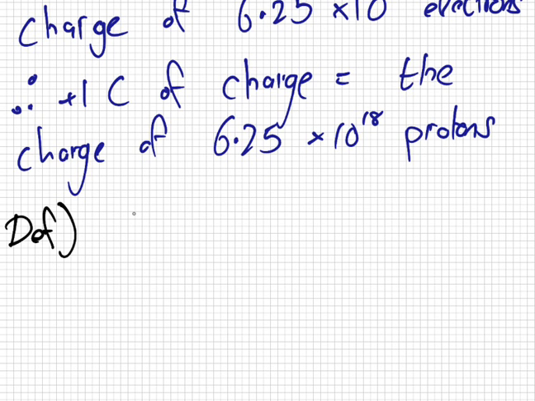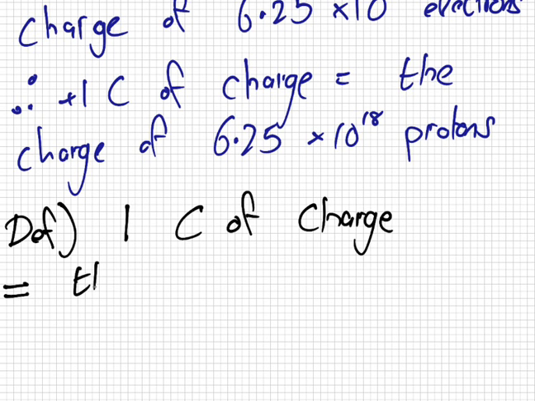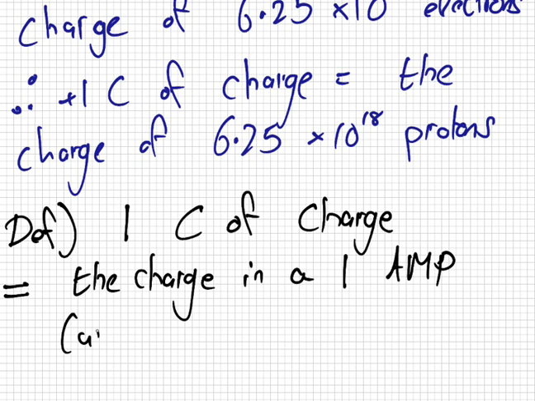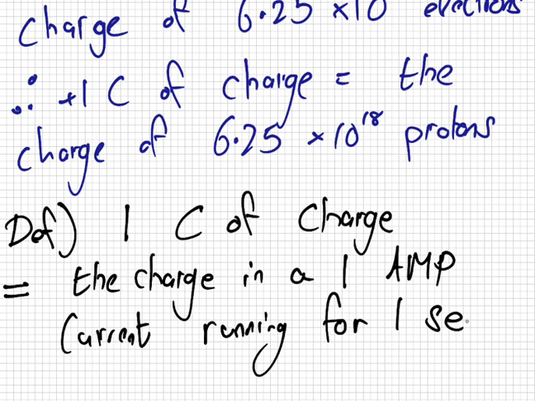Definition. 1 coulomb of charge is equal to the charge produced, or no, I don't say the charge, in a 1 amp current running for 1 second.